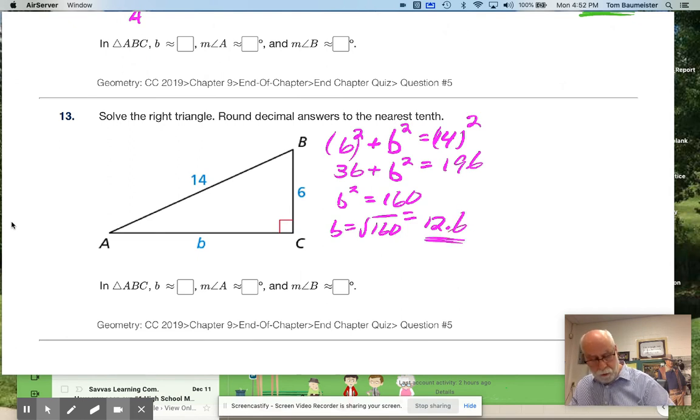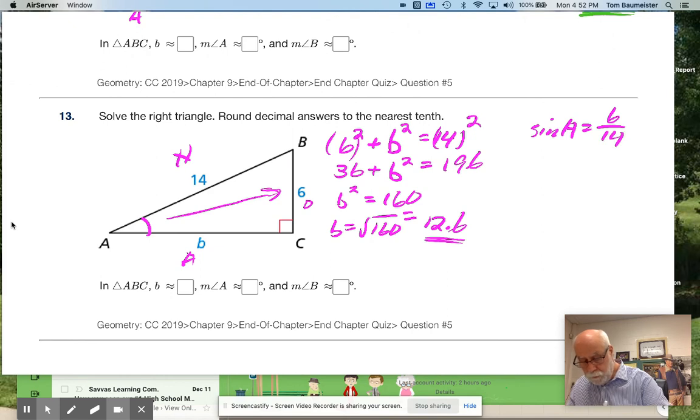Then for the measure of angle A, again, look at what we have this time. Again, here's our opposite. Here's our adjacent. Here's our hypotenuse. So on that one there, I would use sine again. So sine of A is equal to the opposite, which is 6, over the hypotenuse, which is 14. So we can say that the measure of angle A is equal to the inverse sine of 6 over 14.